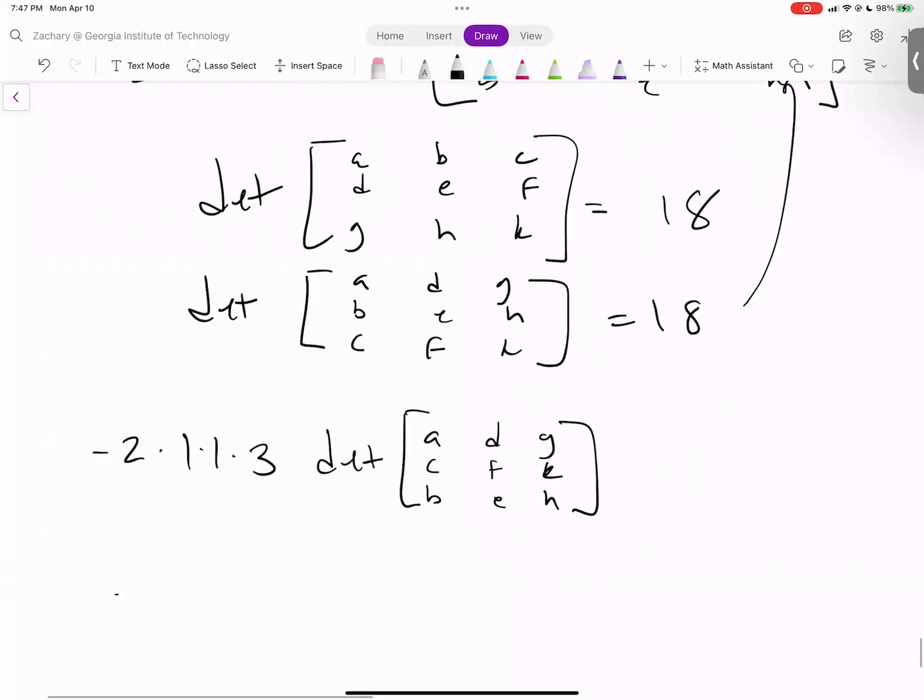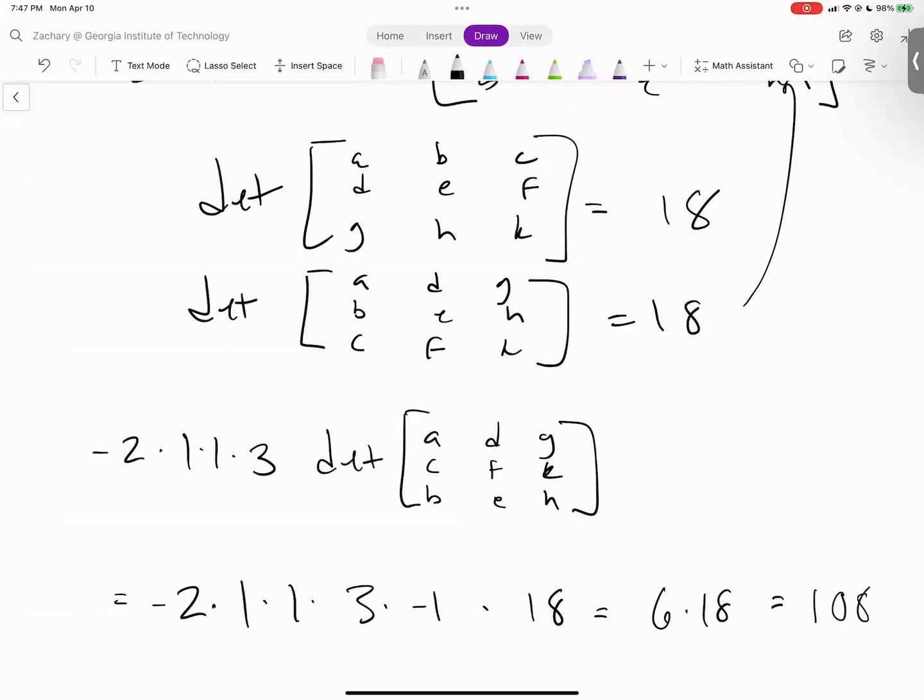It's equal to -2 times 1 times 1 times 3 times -1 times the determinant of our original matrix, which is 18, which is equal to 6 times 18, which is some gross number that I don't really want to work out. 108. Someone correct me on that if I'm wrong.